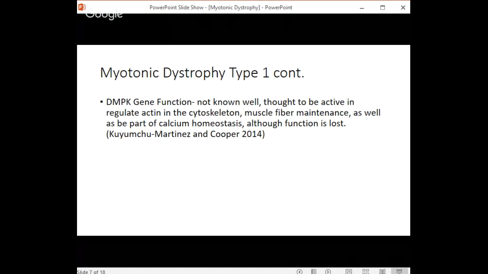So the DMPK gene, the myotonic dystrophy protein kinase gene, is definitely not well studied, but they do think it has something to do with regulating actin in the cytoskeleton. So this has a big role in muscle stability and how strong our muscles are, muscle fiber maintenance, and calcium homeostasis, although the function is lost.